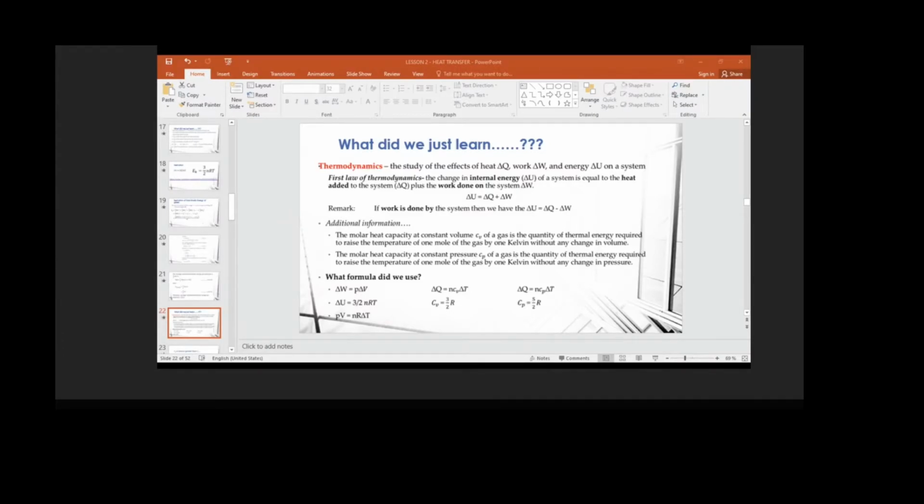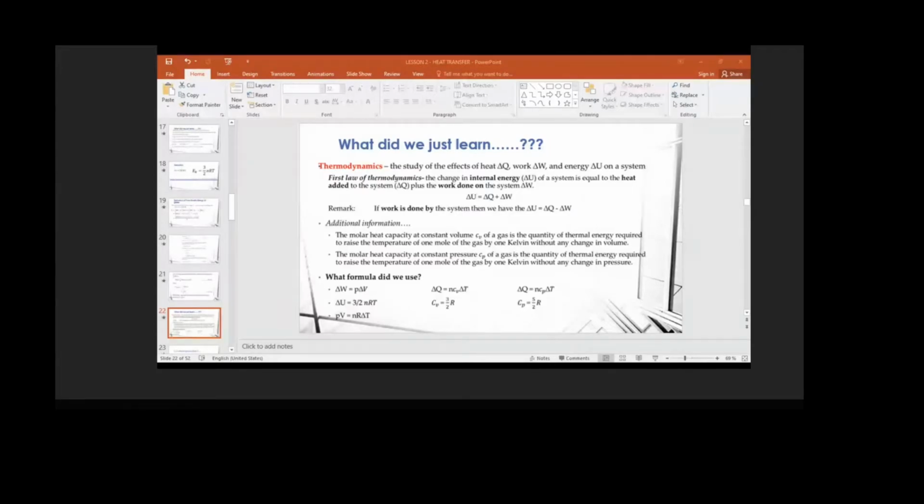And then Cp is when the pressure is constant. It's the amount of heat required to raise the temperature of 1 mole by 1 Kelvin. So everybody understand the difference between the Cv and the Cp? Yes? Come on, guys. All right.